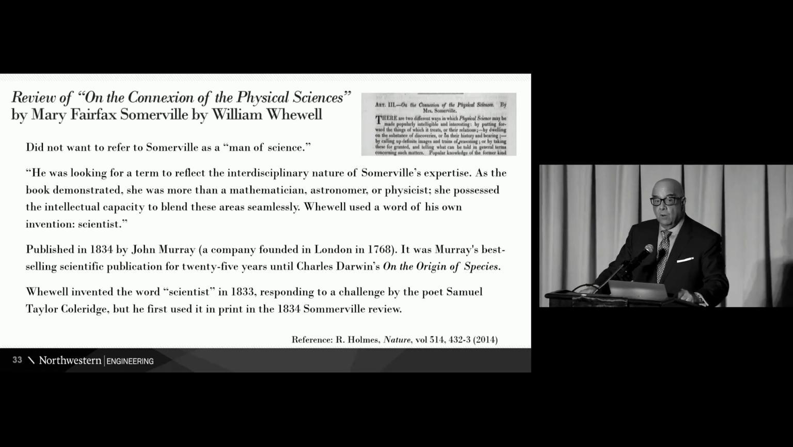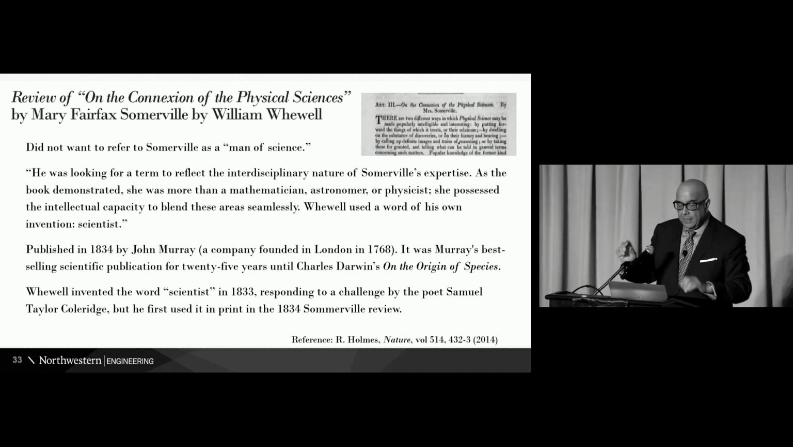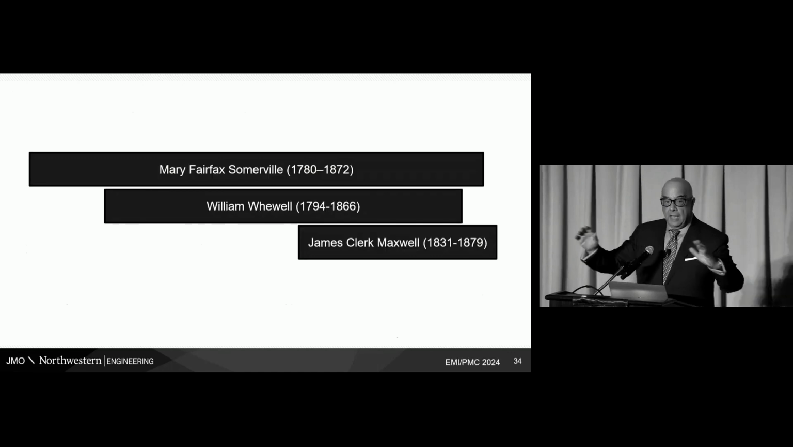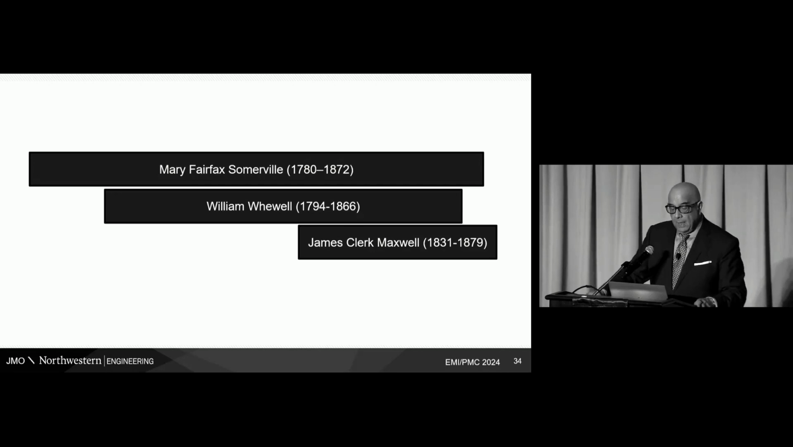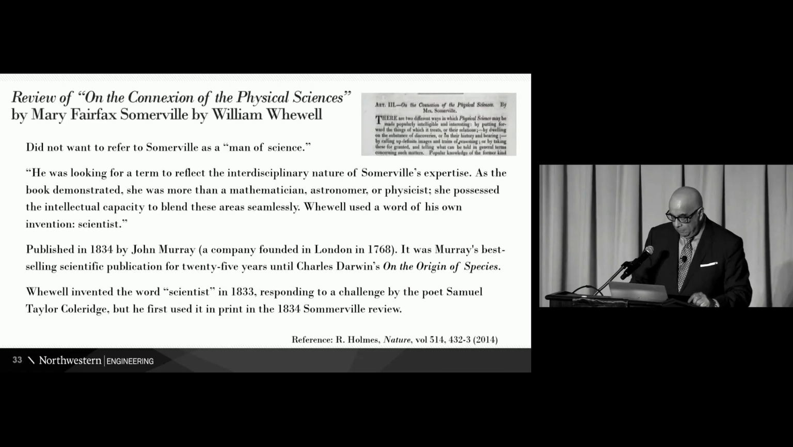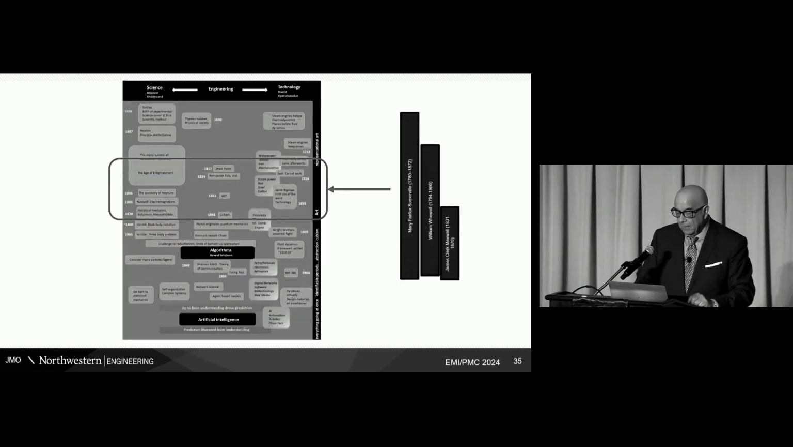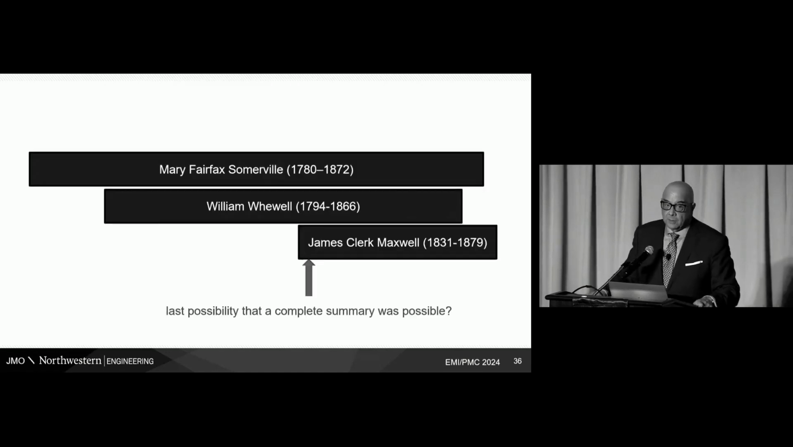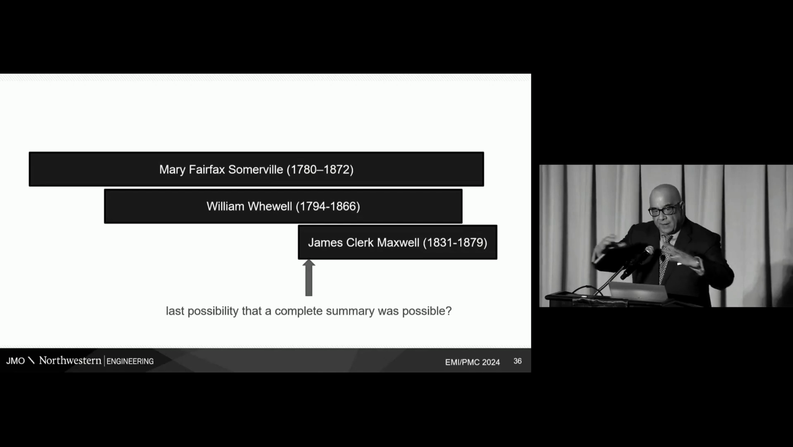The challenge to invent the word had come from another writer, who is there at the bottom. So these three people kind of coexisted. Somerville had a long life, Whewell shorter, and Maxwell even shorter, and Somerville couldn't cover Maxwell, let me see if I find it here, because this is when they lived. Somerville couldn't cover Maxwell because Maxwell was about 4 years old when she wrote the book summarizing everything. So it has lots of things about electricity from Faraday, but nothing after what Maxwell did, okay?